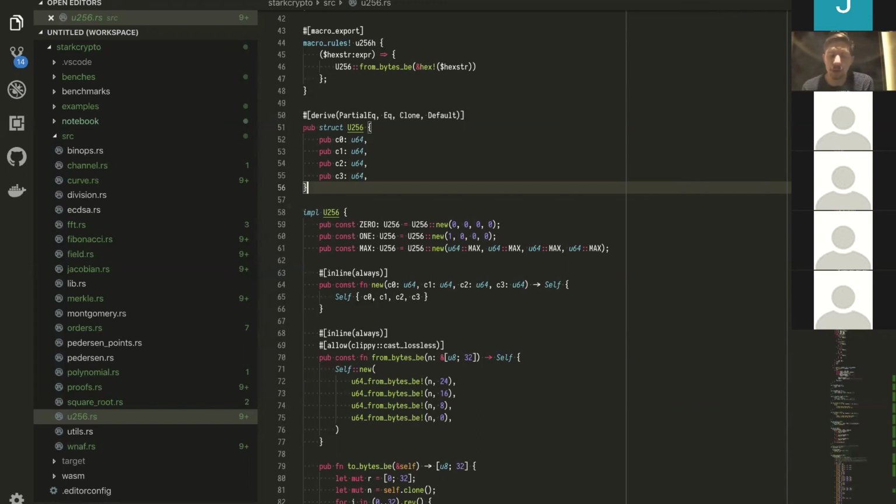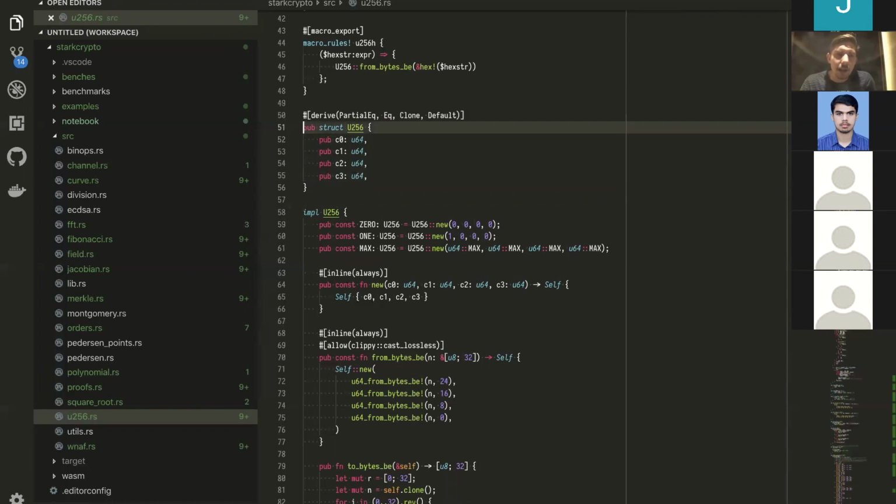GNU multi-precision is the state-of-the-art library. So whenever you want to know how to best implement something, just take their notes. It's awesome. They spend a lot of time on this. So yeah, one of the early decisions you need to make when implementing any kind of number theoretic library is how you are going to represent the large numbers.